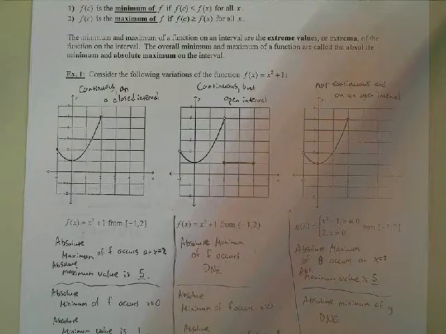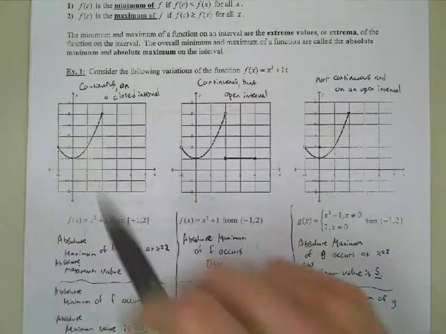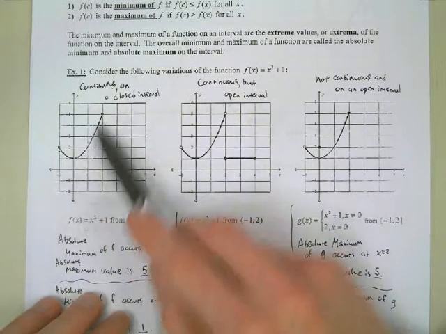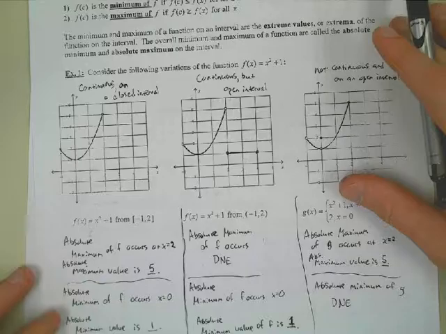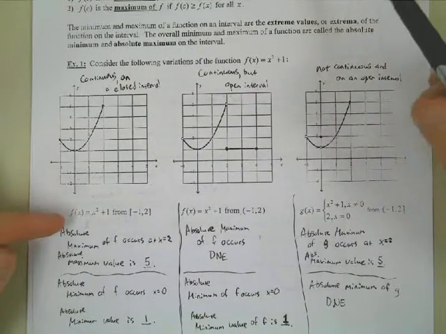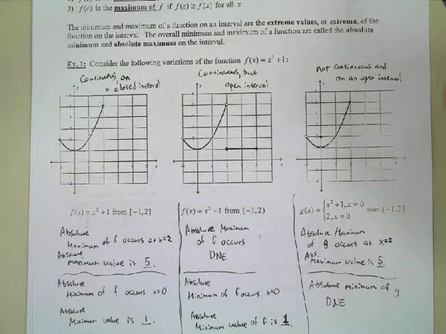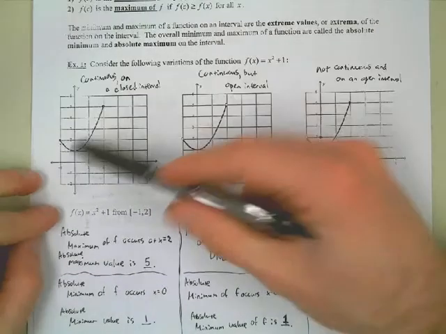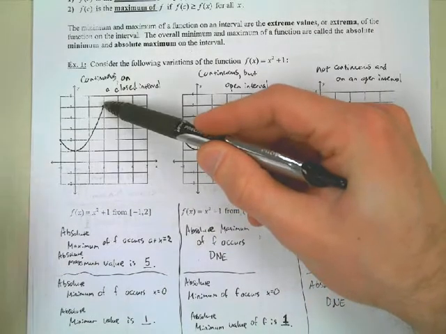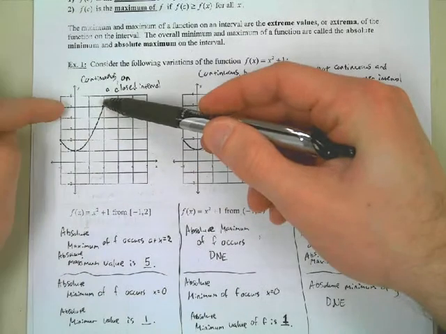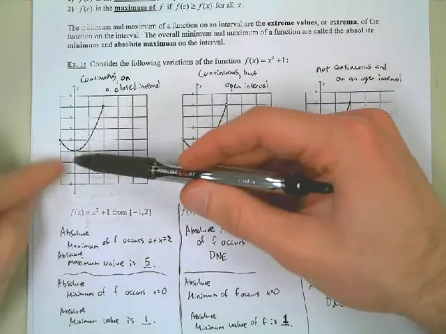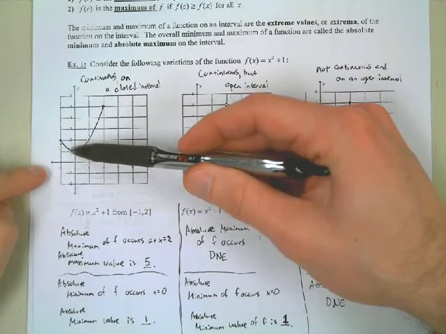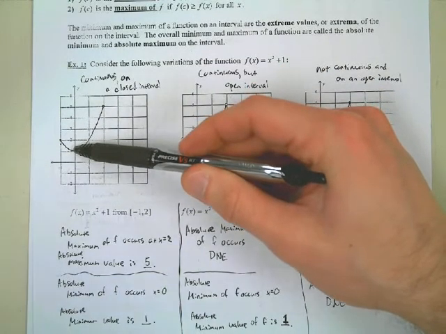And we looked at some variations on the function x squared plus 1. First, x squared plus 1 on a closed interval from -1 to 2. We identified that this variation had both an absolute maximum and an absolute minimum. The absolute maximum occurred at 2, and the absolute maximum value was 5. That's the highest y value. The absolute minimum, the absolutely lowest point, occurred at an x coordinate of 0, and the absolute minimum value is 1.